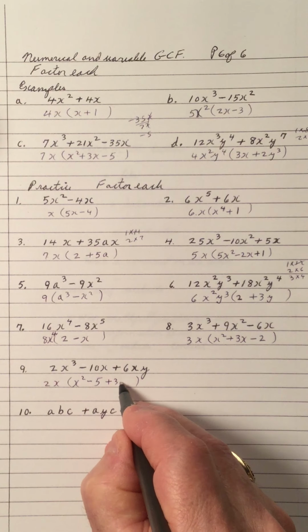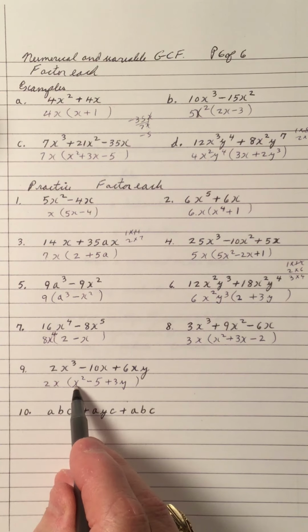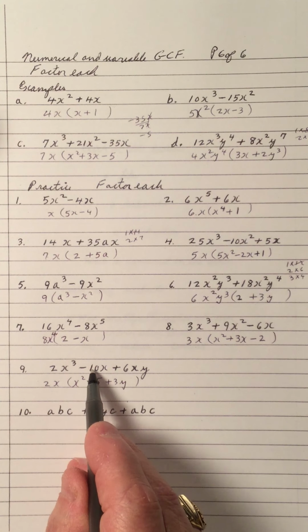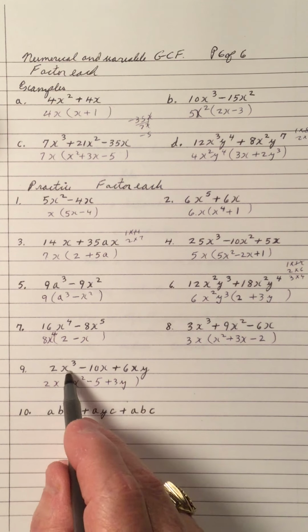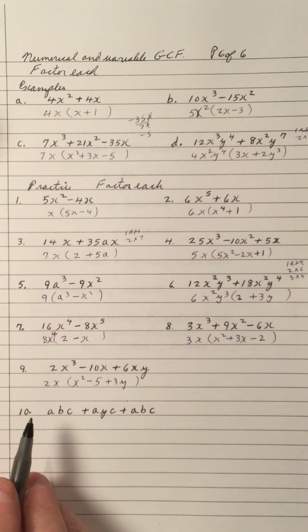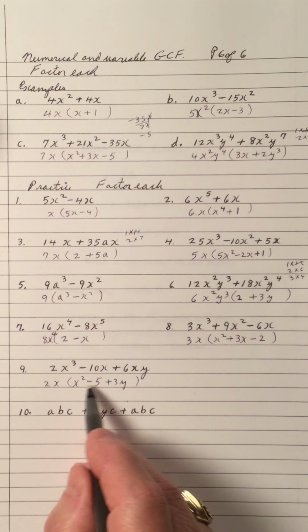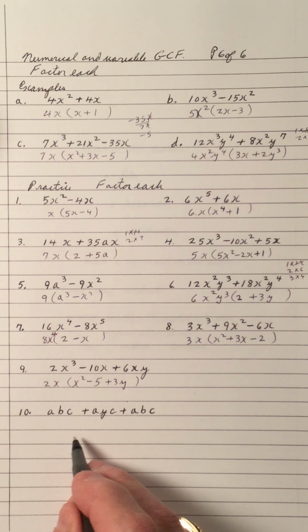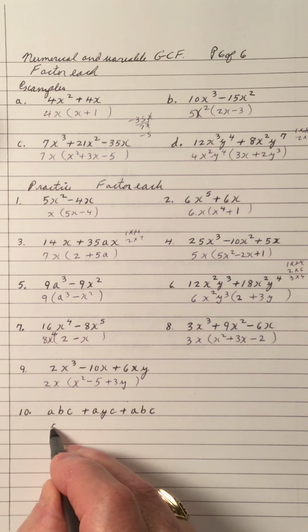Don't need any x's, but I need a y. So note, 2x times x squared, perfect. 2x times minus 5, perfect. 2x times 3y, perfect. 3 terms, 3 terms. And I don't worry about descending order with 2 different variables. And the last one, I have an A in all of them, good.